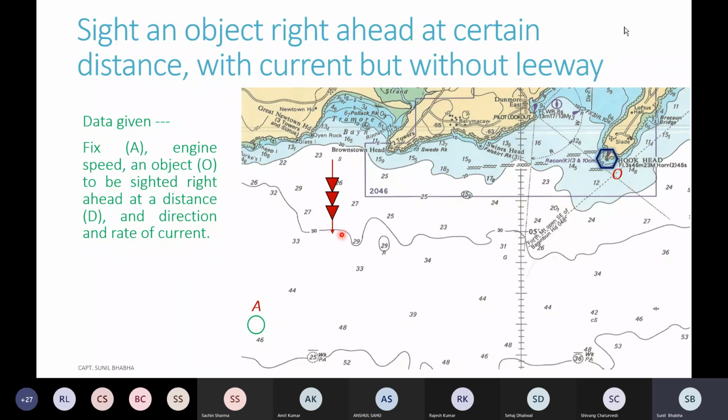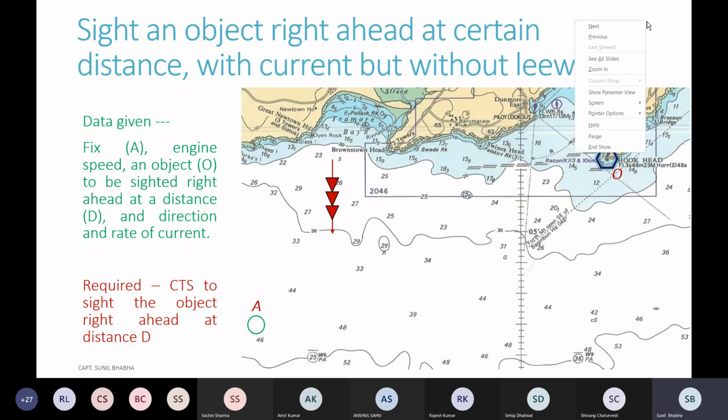Now the set and rate of the current which is prevalent in the area is also given to us. All these items are provided. We are required to find out the course to steer to sight the object right ahead at a given distance D. So let's now see how do we go about this question.